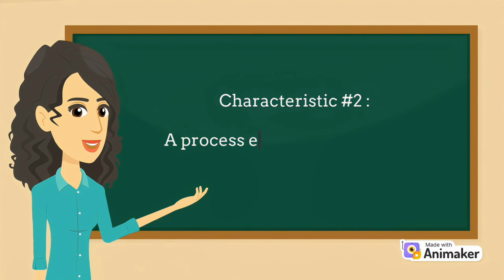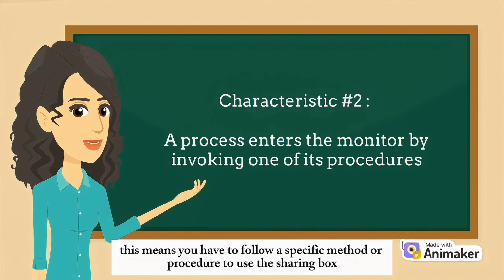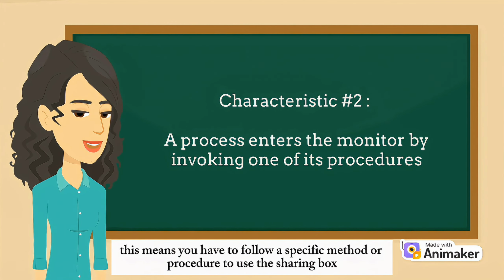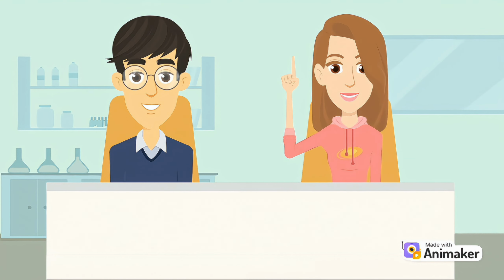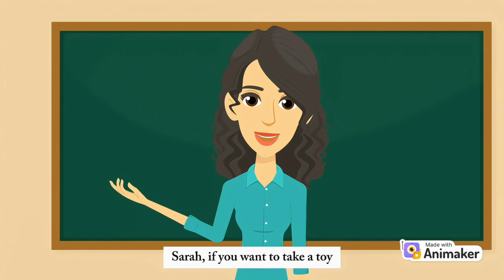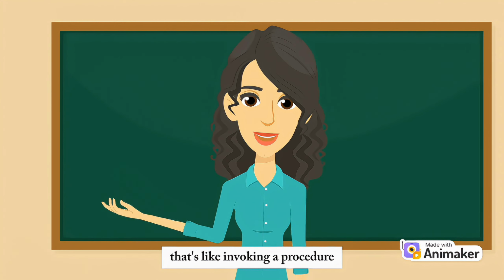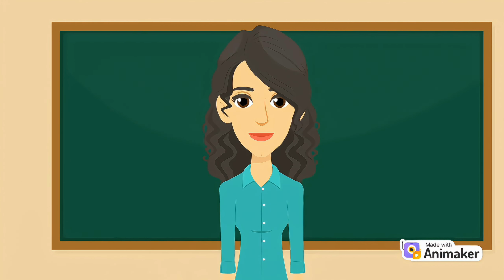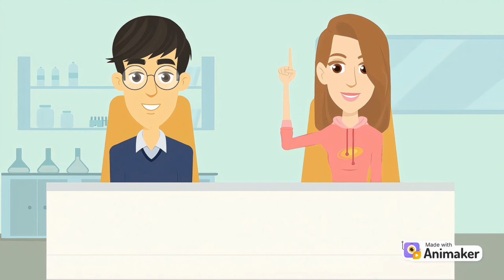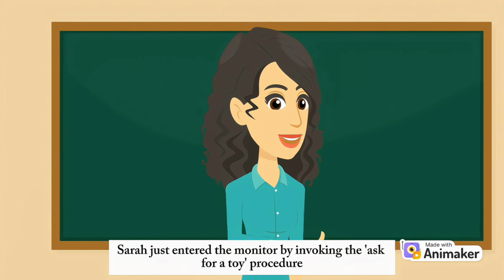Characteristic 2. A process enters the monitor by invoking one of its procedures. This means you have to follow a specific method or procedure to use the sharing box. Sarah, if you want to take a toy, you have to ask first. That's like invoking a procedure. Let's call our procedure Ask for a Toy. Great! Sarah just entered the monitor by invoking the Ask for a Toy procedure.